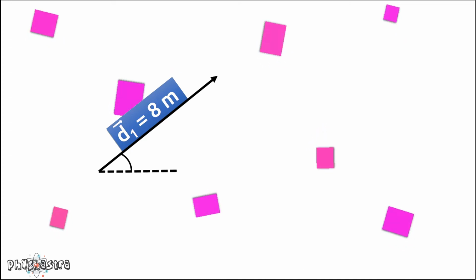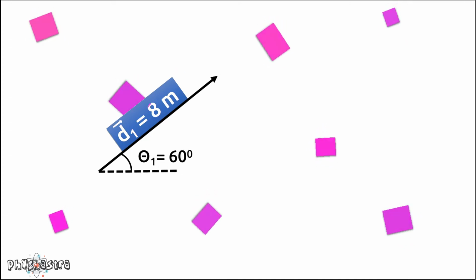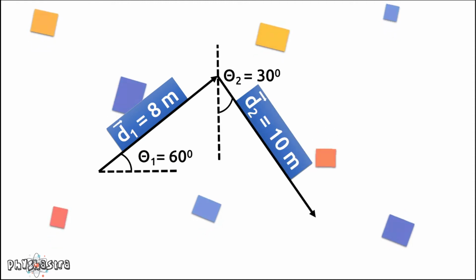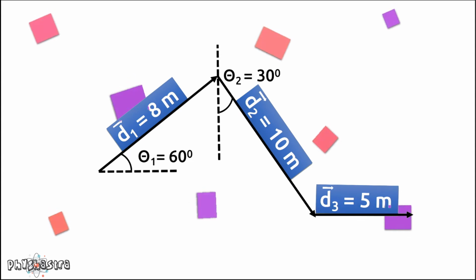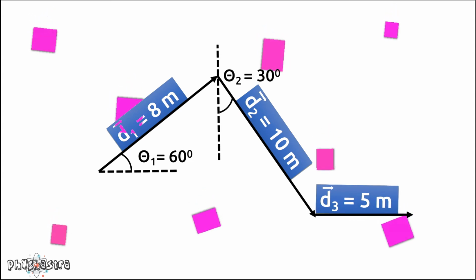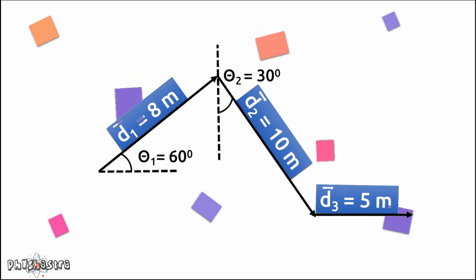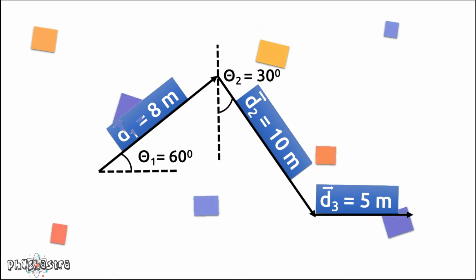If we take the displacement d1 equals 8 meters at an angle of 60 degrees, then d2 of 10 meters at an angle of 30 degrees, then goes straight for d3 equals 5 meters with the angle with respect to the x-axis, which is 0. And the same goes for all. We need to find the net displacement.